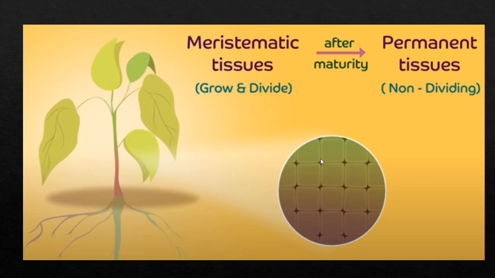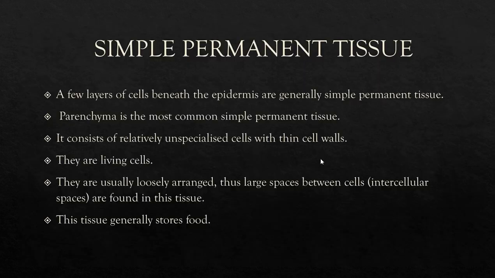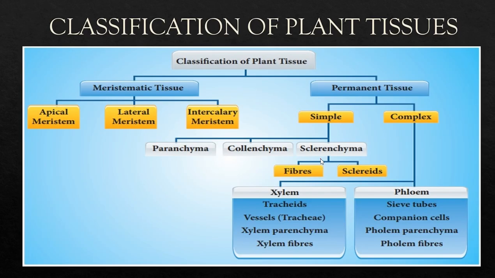When tissues grow and divide, they are known as meristematic tissues, and when they finally mature, that means differentiation has been done and they divide no more, they become permanent tissues. So permanent tissues are nothing but matured meristematic tissues. Okay? Now, simple permanent tissues. As we have studied in the chart, the permanent tissues are of two kinds. One is simple permanent tissue and another one is complex permanent tissue.